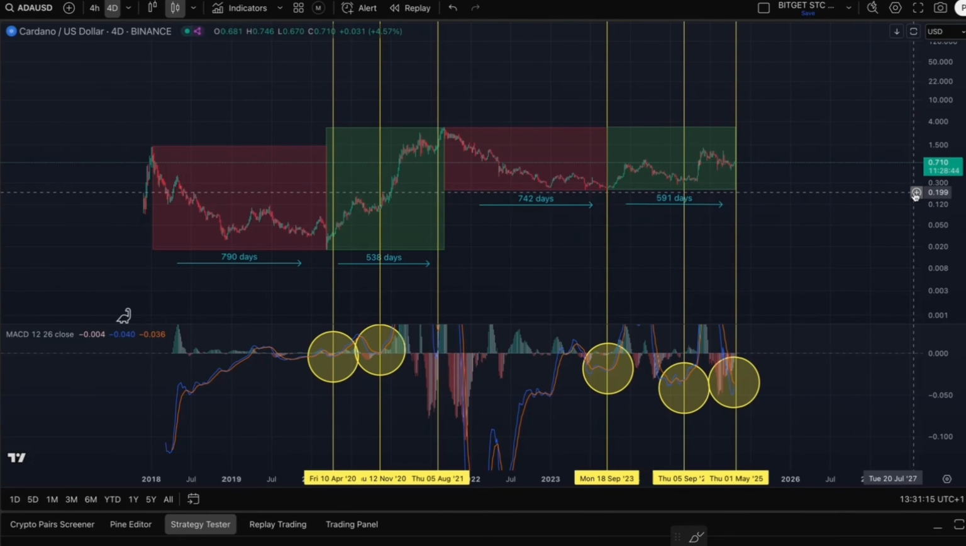We have already elapsed 591 days. It's impossible to put a time frame on it because history doesn't repeat, even though it rhymes. I know I keep saying this, but it's true. A major move to the upside is imminent based off this 4 daily MACD cross.